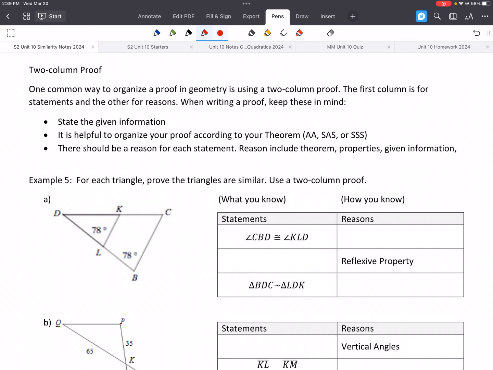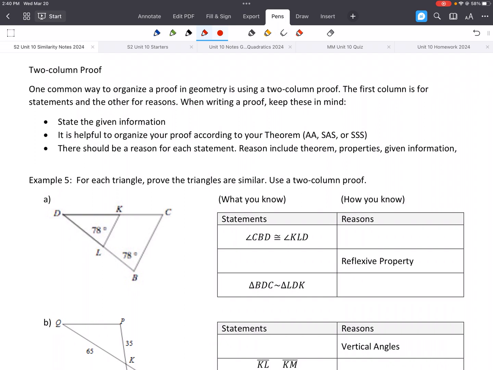All right, everybody. I just wanted to finish this up with a short little video about two-column proofs. The first video talks about how to determine if two triangles are similar, and this is very similar. It's just a different way to think about it, or a way to organize your thoughts.